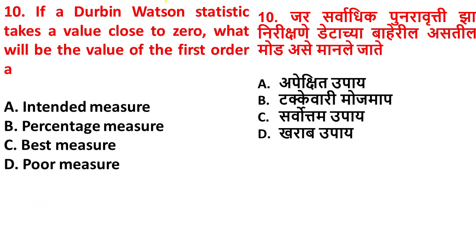Question number 10. If a Durbin-Watson statistic takes a value close to 0, what will be the value of the first order? Option A, intended measure. Option B, percentage measure. Option C, best measure. Option D, poor measure. Yes, here the right answer is option D, poor measure.